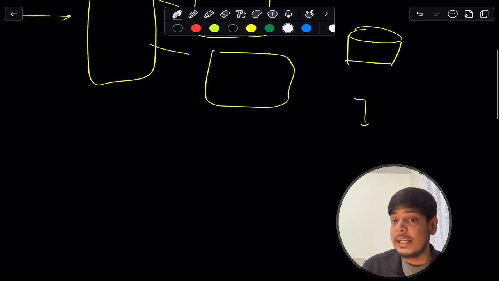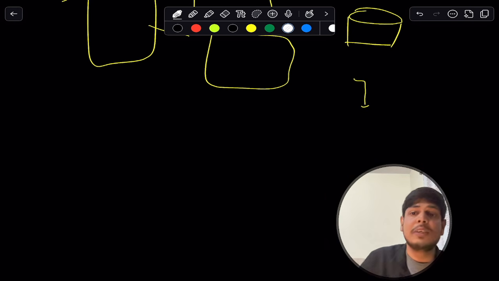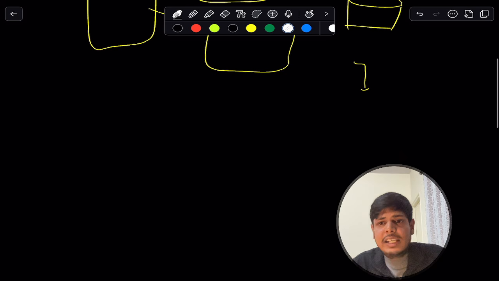So how do you build a scalable application? How do you build a scalable system that can handle this many requests? That is all about system design, all about high level design. Now what's LLD here? What's low level design?